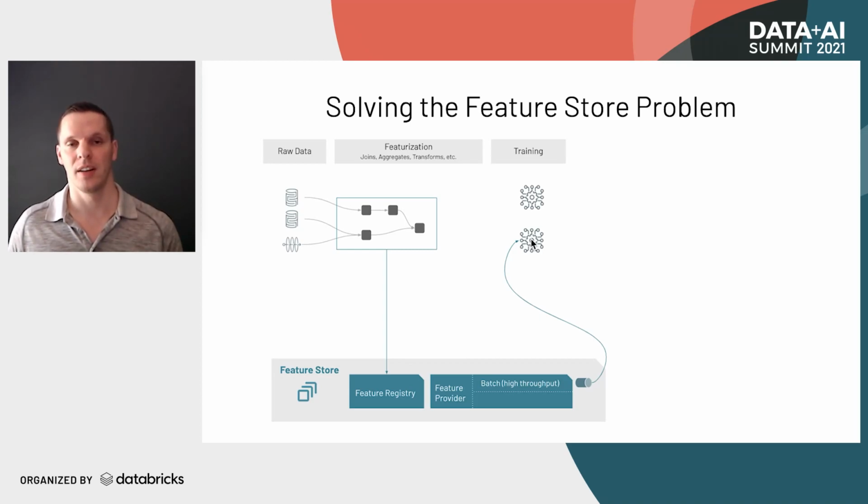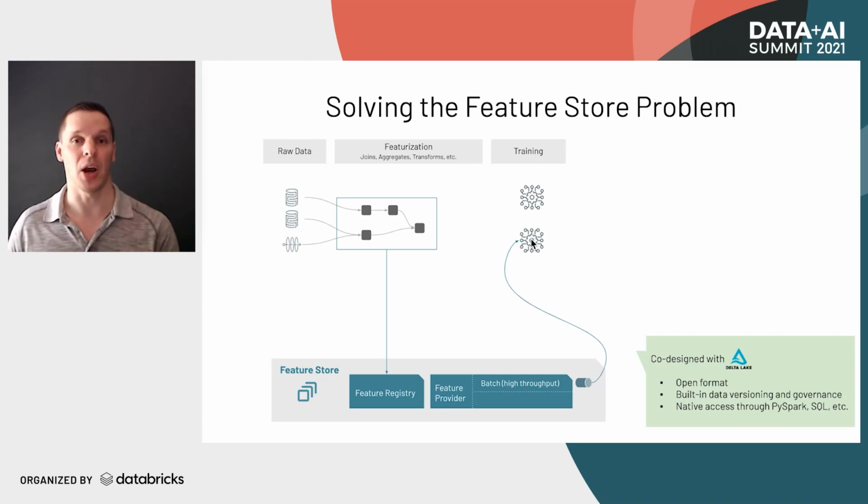But for storing the features offline and training the models, one key aspect about our feature store is that this was co-designed with Delta Lake. So the feature store really inherits all of the benefits from Delta Lake. Most importantly, that the features are stored in an open format that can be accessed through native libraries and APIs. And of course, all of the aspects about Delta Lake in terms of versioning also apply to our feature store.